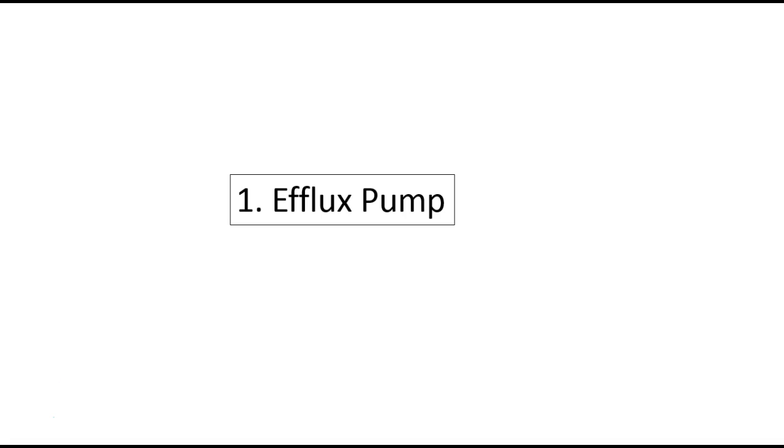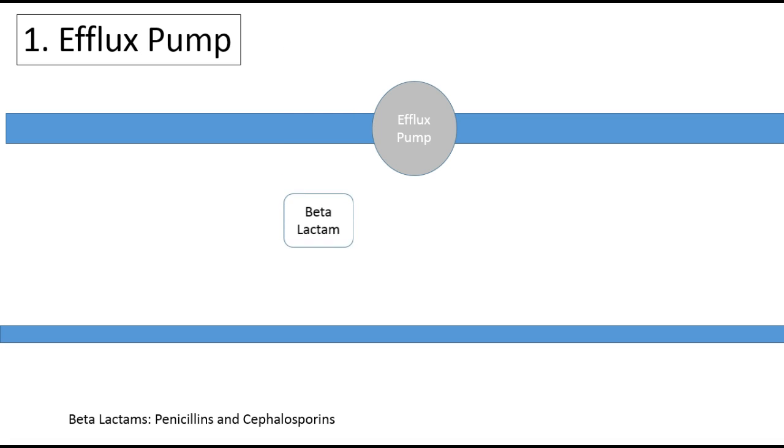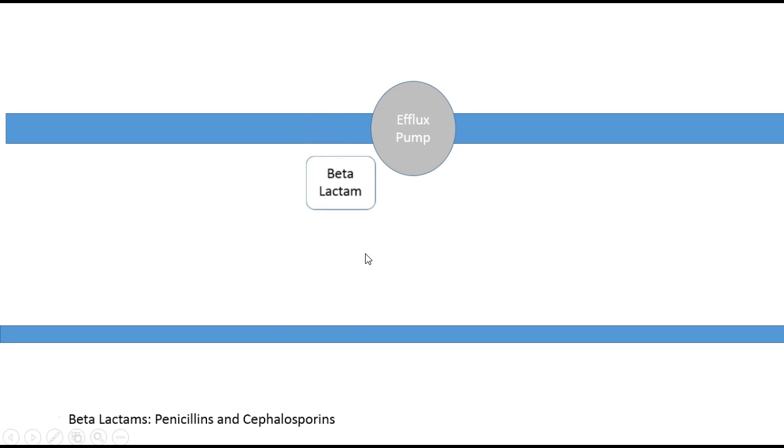Mechanism of resistance. The first mechanism of resistance which I am going to discuss is the efflux pump. Now, some bacterial cell walls have active efflux pumps, and whenever a beta-lactam enters the cell wall, these active efflux pumps will try to pump it out. And this type of resistance is mainly seen with bacteria like Pseudomonas and E. coli.